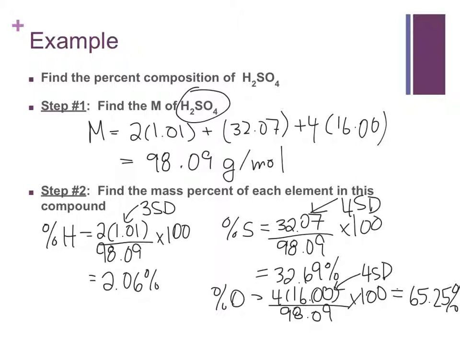A really nice check here to make sure you've done the problem correctly is take all 3 or however many percentages you have, add them all up. They should add up to 100%. If they don't, go back and double check your work because you probably made a mistake somewhere.